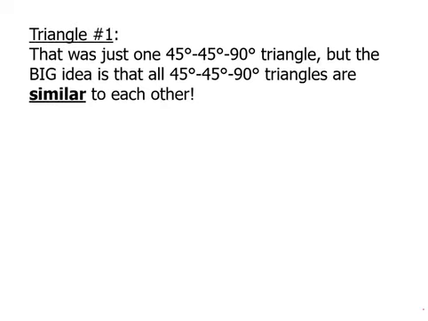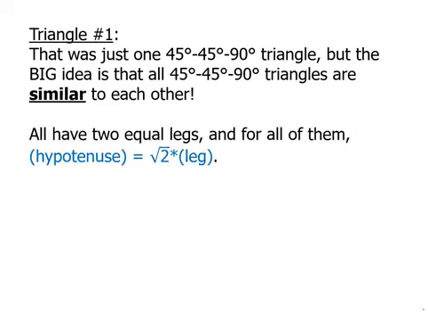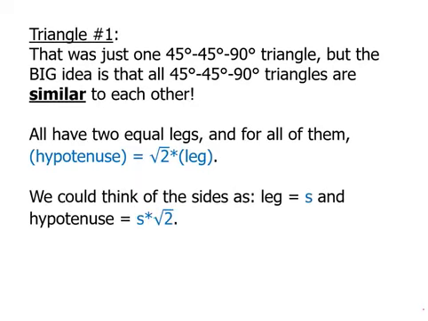That was just one 45, 45, 90 triangle, but the big idea is that all others in the world are similar to that. So they all have the same ratios. So they all have two equal legs, and for all of them, the hypotenuse is root 2 times the length of the leg. We could think of the sides as the leg equals s, and the hypotenuse equals s times root 2.